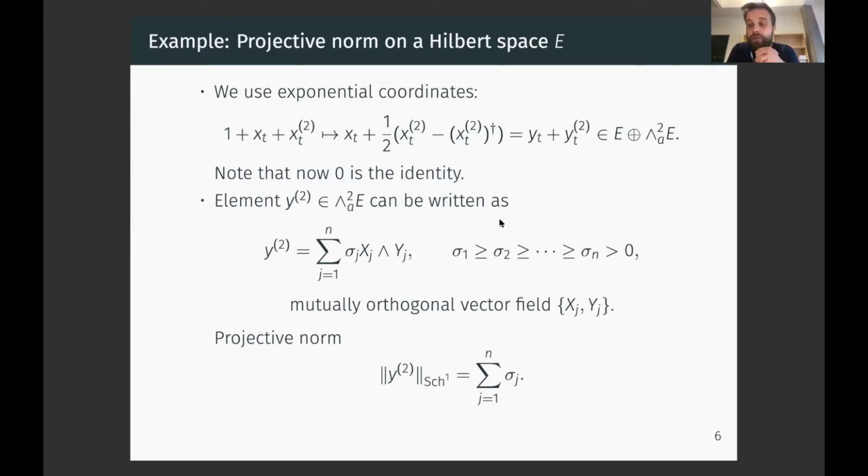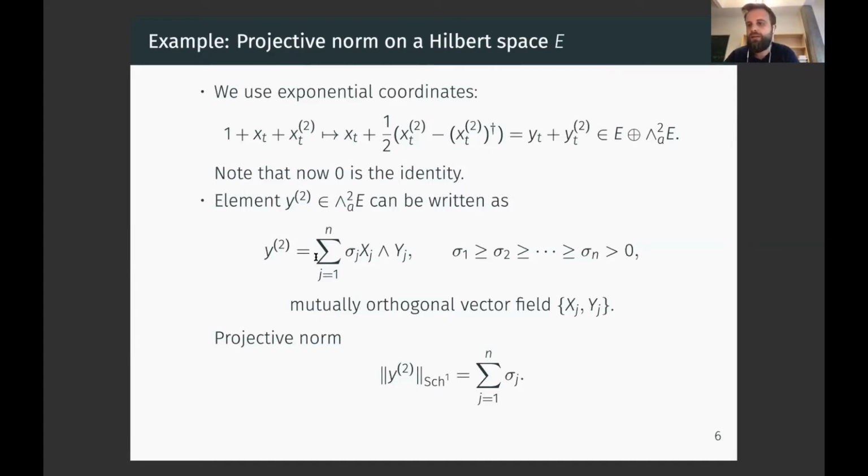So since we have a Hilbert space, we can use this Hilbert structure to show that any element here in the wedge, the algebraic wedge, is some finite sum of elements like this, where all of these vector fields are unit vector fields and mutually orthogonal. And this is a decreasing positive sequence. And then the projective norm in this setting is what's called the Schatten-1 norm, which is you take all of these and just sum them, take the L1 norm.